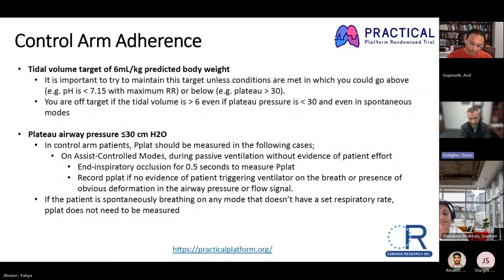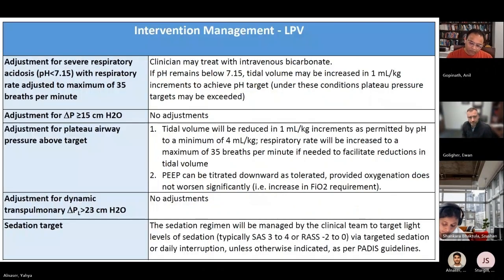If the patient's spontaneously breathing in any mode, then the plateau pressure doesn't need to be measured. All right, so the protocol provides for a number of scenarios that can arise. For example, if a patient has severe respiratory acidosis, you can increase the respiratory rate up to 35. And if they still have a severe respiratory acidosis, then you can consider administering IV bicarbonate. You can also consider increasing the tidal volume in 1 mL per kilo increments as necessary to maintain a pH above 7.15.